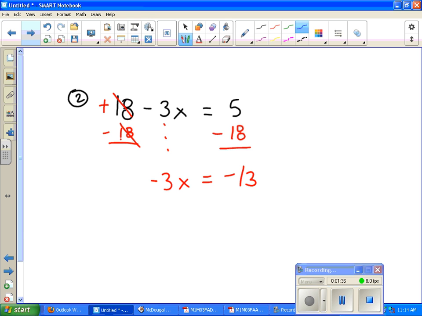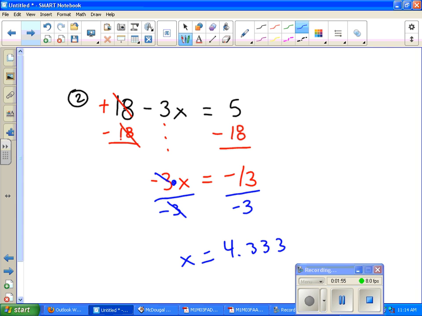Then you have negative 3 times x. You want to do the inverse of that and divide. You want to keep x, so divide by negative 3. If you divide the left by negative 3, you need to divide the right by negative 3. A negative divided by a negative is going to be a positive, and 13 divided by 3 is 4.333.